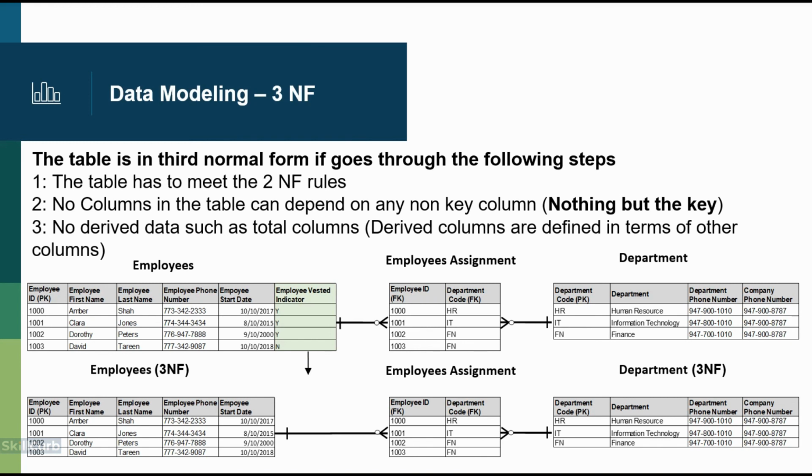Secondly, we should not have any derived data, such as total columns that are derived from other columns in the table. So if you look at the employee table, we have employee vested indicator that is dependent on the employee start date. So for a certain start date, the indicator either turns yes or no. So that is definitely one candidate that we can address in our third normal form. So if you look at the employee table, in the third normal form, we only have first name, last name, phone number, and start date. All those columns are only dependent on the primary key, and there's no dependency between the non-key columns.